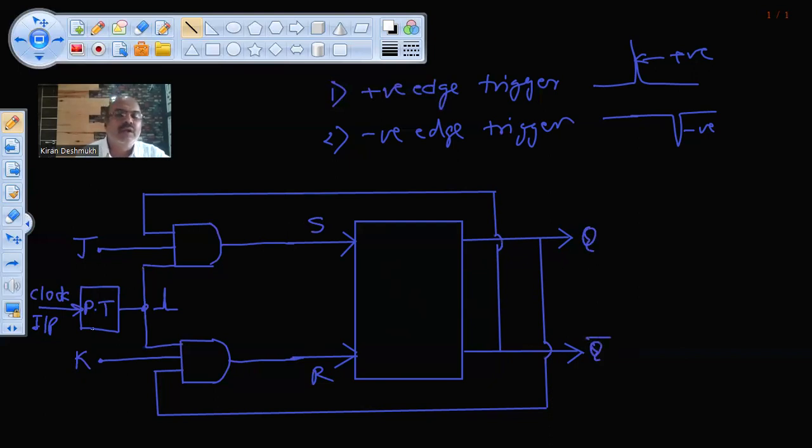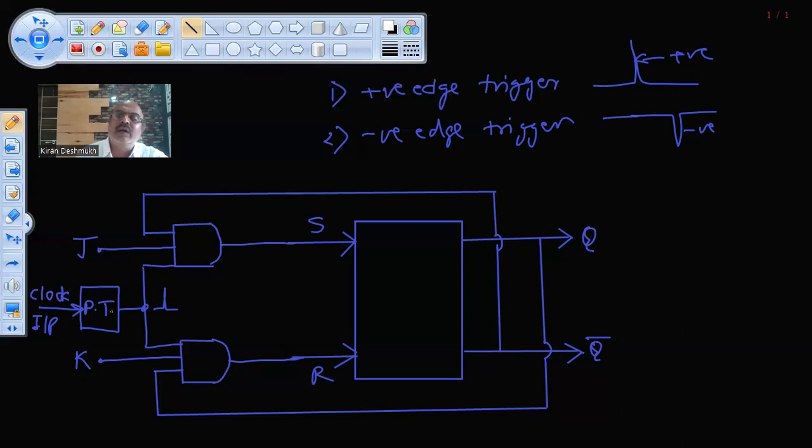Okay, so here I have added this RC circuit. This is a positive trigger circuit. The positive trigger circuit will pass only positive triggers. It will allow only positive triggers to pass through. Negative triggers will be blocked. If it is a negative trigger circuit, then it will allow only negative triggers to pass, and it will block the positive triggers. Correct.